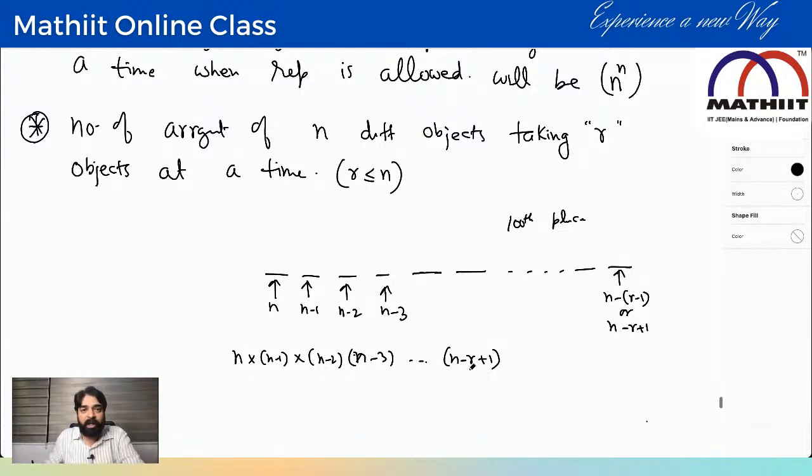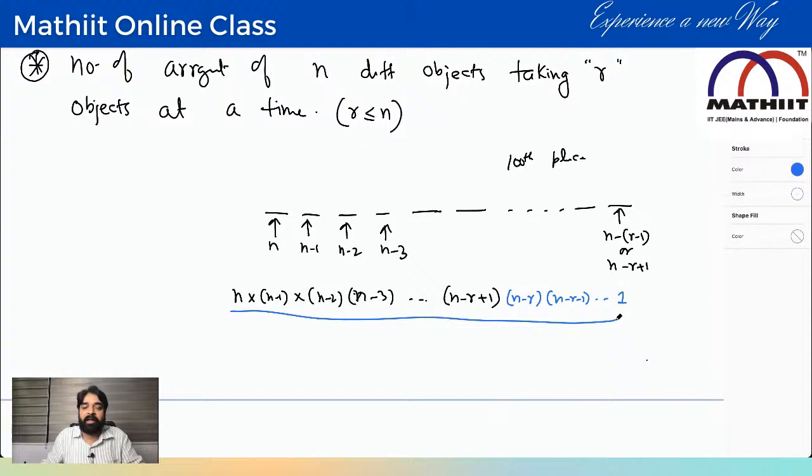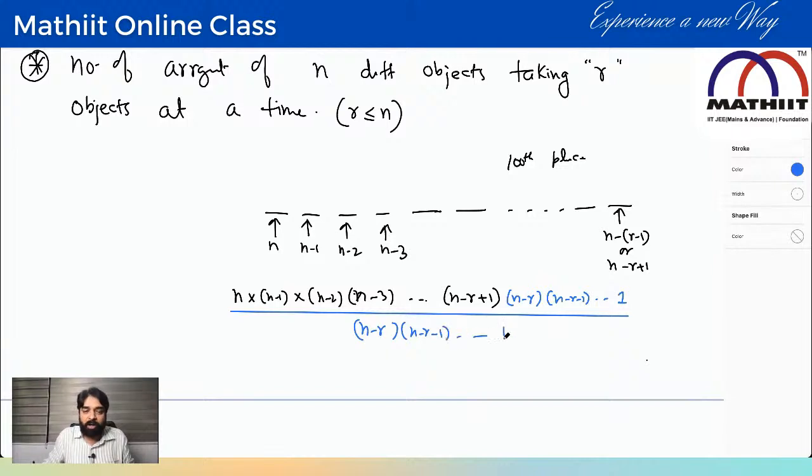Is it n factorial? No, because I can say n factorial only if it terminates at 1. It's terminating here, but I want to write the answer in terms of n factorial. So I will complete the series. The next term will be n minus r, then n minus r minus 1, and so on till 1. This is the extra I am multiplying from my side, so I must divide by that.